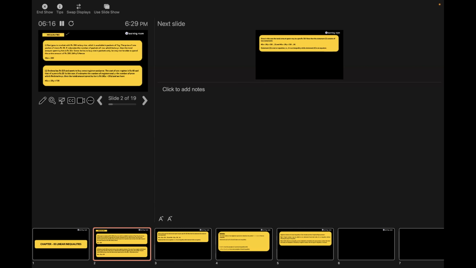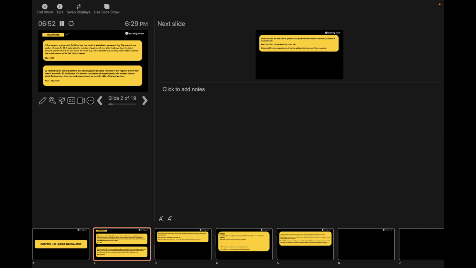So when it comes to inequalities, let's say there is a problem statement given like this. What are they saying? Ravi goes to market with rupees 200 to buy rice, which is available in packets of 1 kilogram. So the price of one packet of rice is rupees 30. If x denotes the number of packets of rice which he buys, then the total amount spent by him is going to be how much? See, one packet cost is 30. He is buying x packets, so cost is going to be 30x.